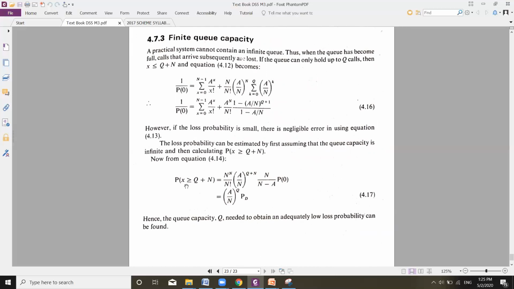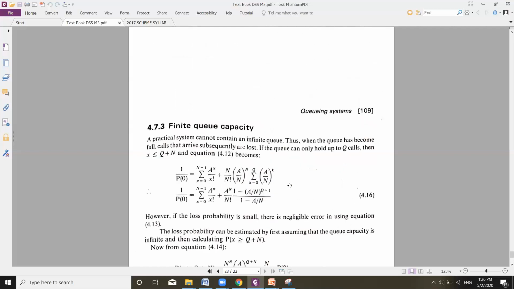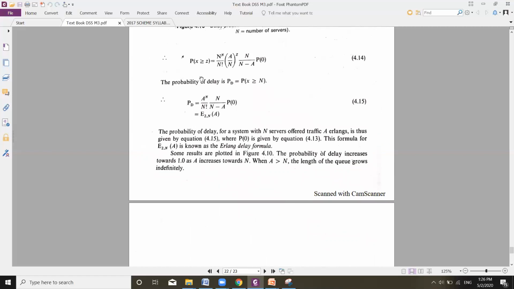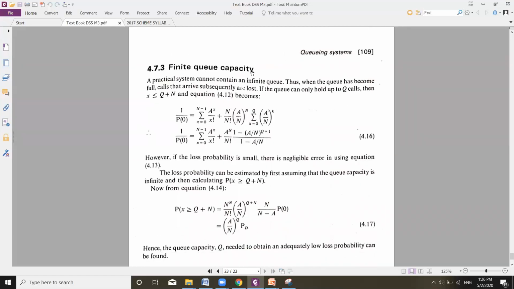Then, using equation 4.14, the probability of x greater than or equal to q plus n is equal to n to the power of n divided by n factorial, times a by n to the power of q plus n, multiplied by n divided by n minus a, times p of 0. That is 4.14 that we have here. While discussing delay, we discussed p of x greater than or equal to z, where we have n to the power of n divided by n factorial. This relation is the formula we are using here.